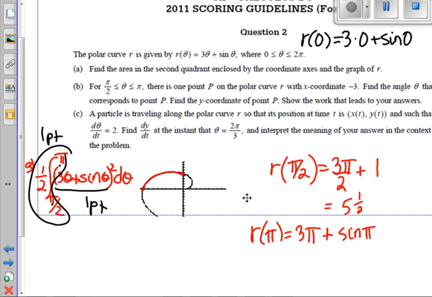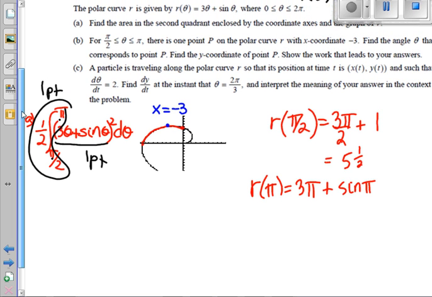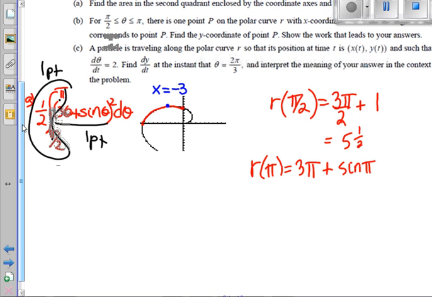Okay, let's look at the next part. Between pi over 2 and pi, there's 1 point on the curve with x-coordinate -3. Find the angle that corresponds to point B. So I have a point on here, and it says the x coordinate was what? -3. So it's going to be somewhere there. So x equals -3, and it says find the angle. How do I find the angle? Theta is equal to what? Inverse tangent of y over x. I have to find what y is. What's y equal to?